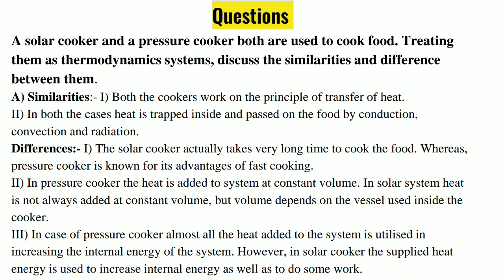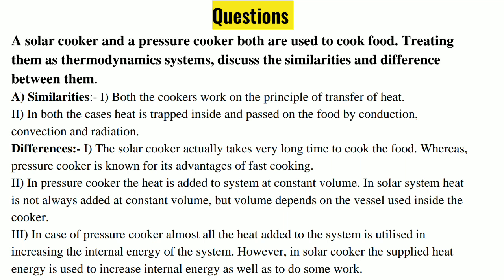Next one: a solar cooker and a pressure cooker both are used for cooking food. Treating them as a thermodynamic system, discuss the similarities and differences between them. What are the similarities? First of all, both the cookers work on the principle of transfer of heat. In both cases, heat is trapped inside and passed on to the food by conduction, convection as well as radiation. What are the differences? The solar cooker takes a very long time to cook the food, whereas the pressure cooker is known for its advantage of fast cooking.